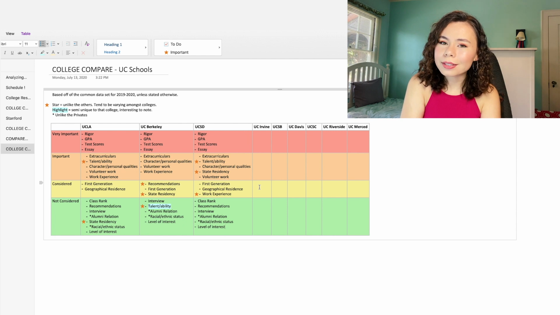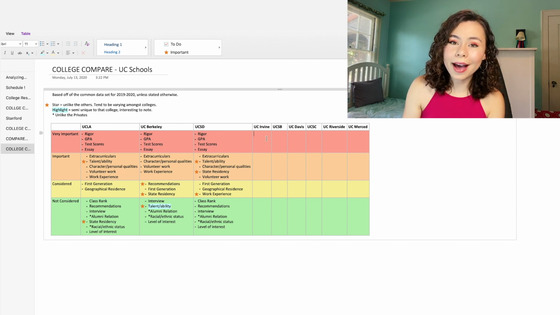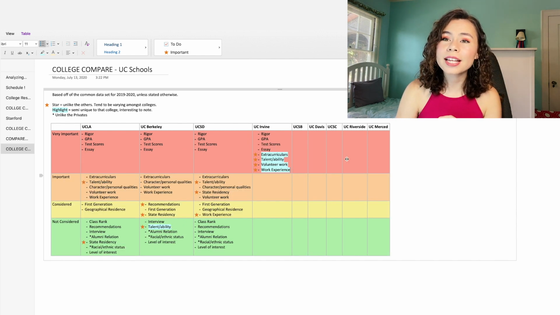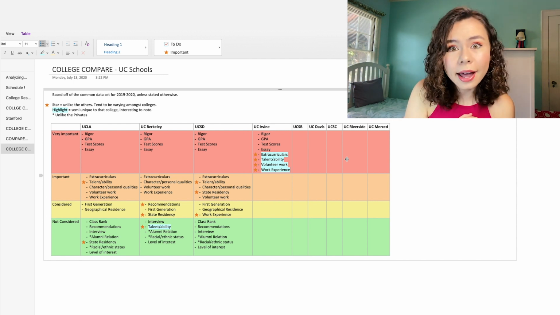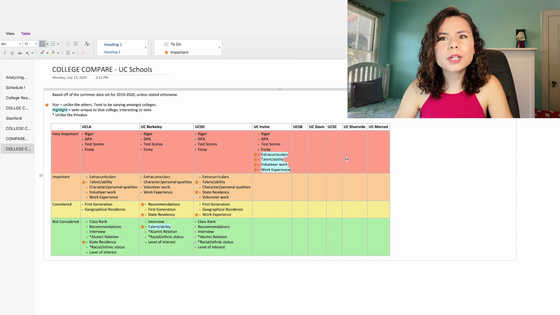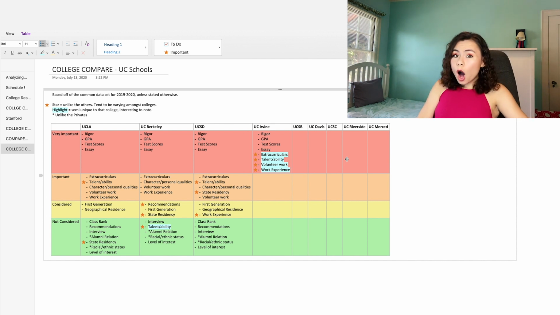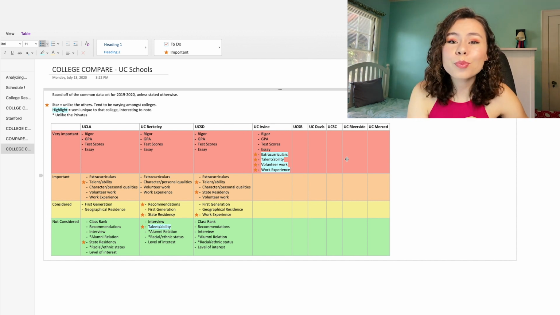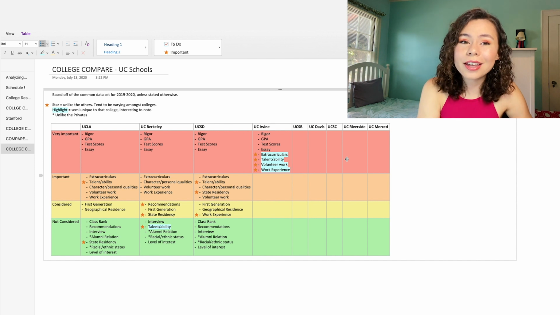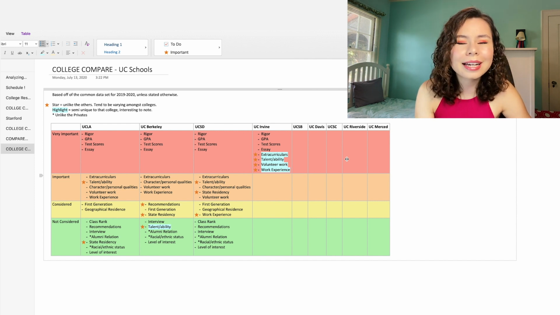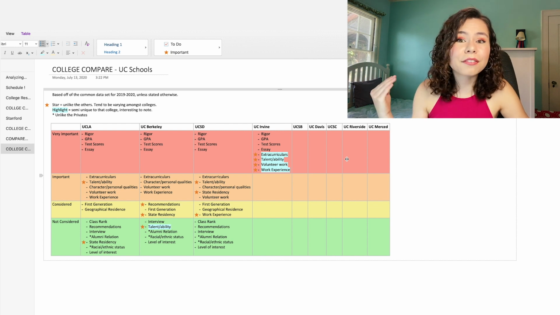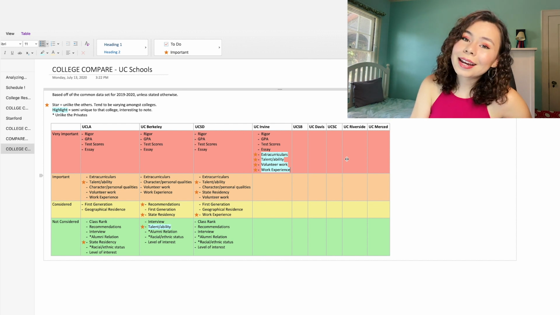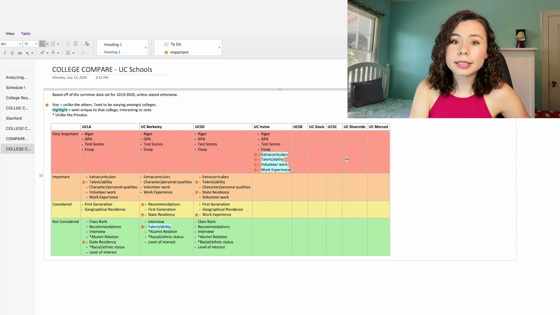Next on our list is UC Irvine. Let's see what they have to say. Under very important, we have rigor, GPA, test scores, essay. Okay, like the rest. But then extracurriculars, talent or ability, volunteer work, and work experience. Whoa! Now that is super unique compared to all the other UCs we've looked at so far, and I think compared to all the UCs period, that they put these four things as very important. Just saying. So that might be something to consider.